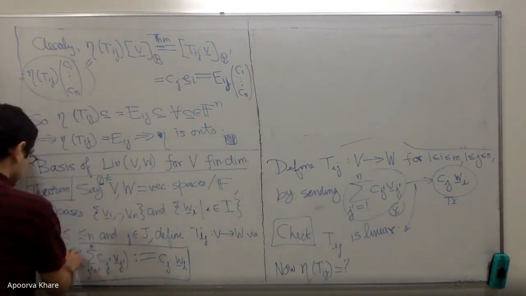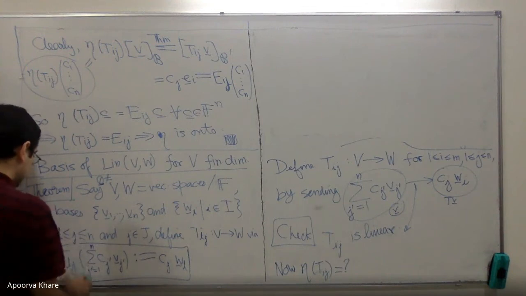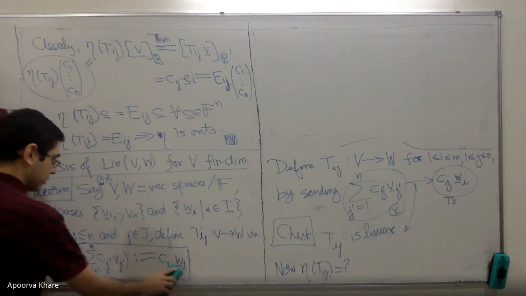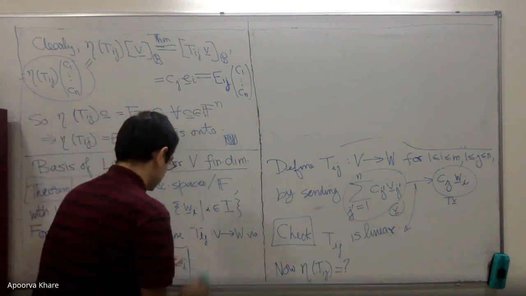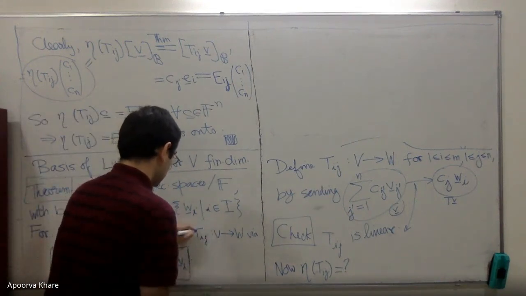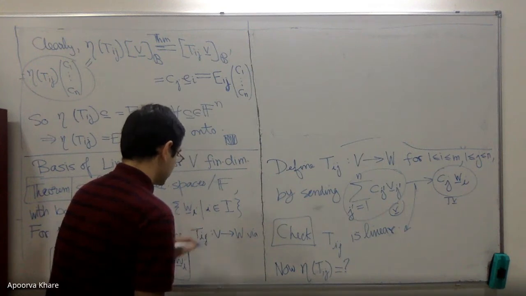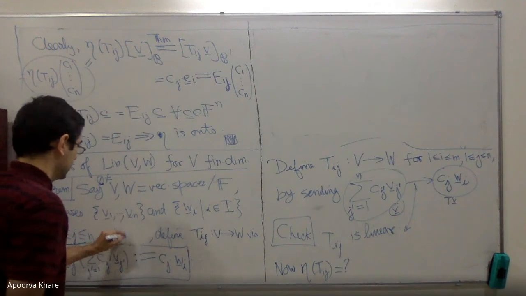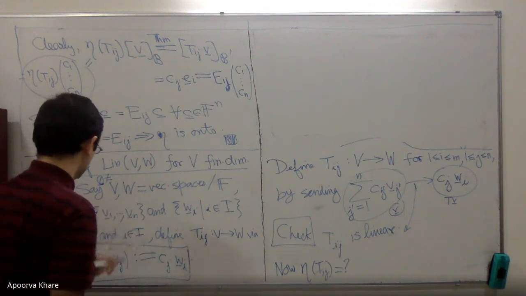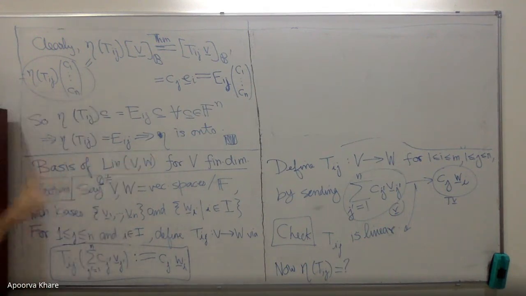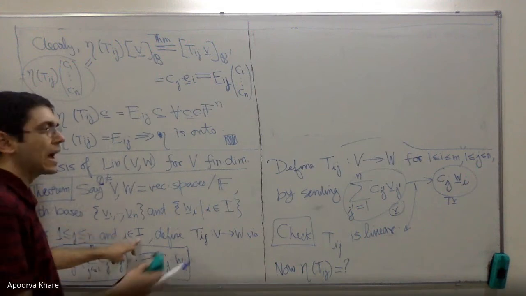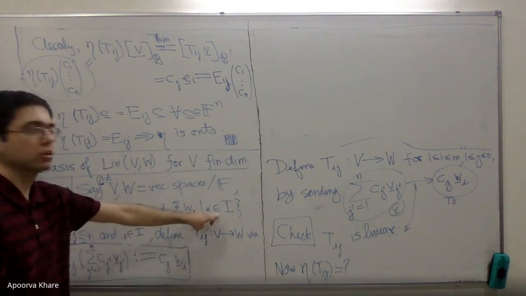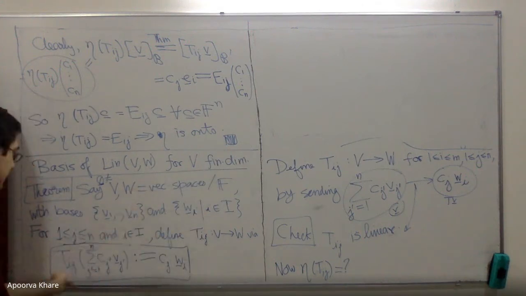Fine. Let's just do 1 less than or equal to j less than or equal to n. Let's just do Tij. We will just do it using the previous notation. My apologies for this notational business. Okay, so it's exactly the same thing as we did, except I don't say i less than or equal to m here. I say i belongs to I.